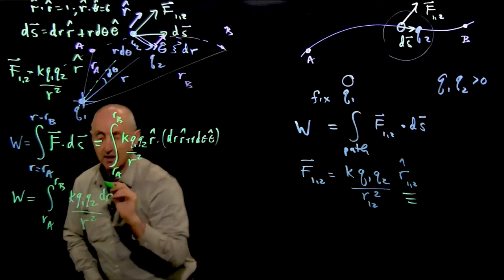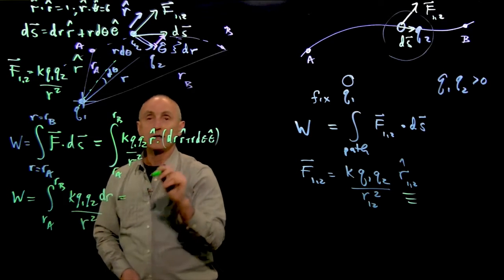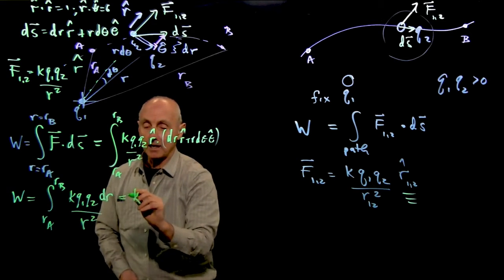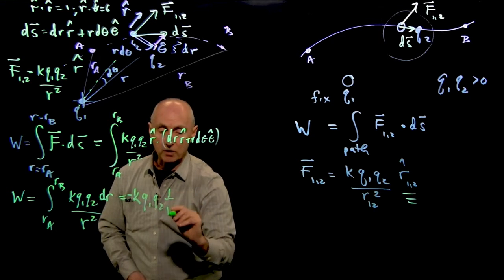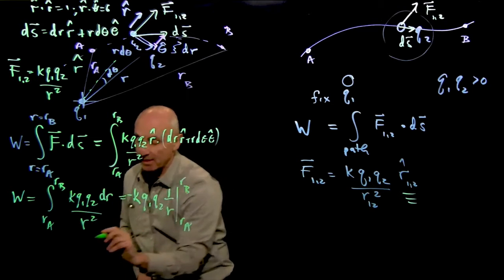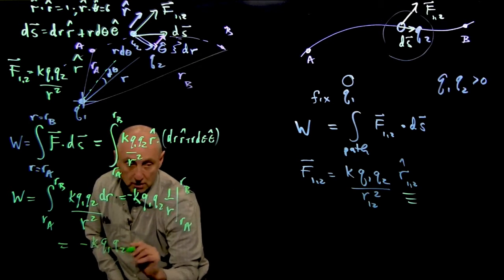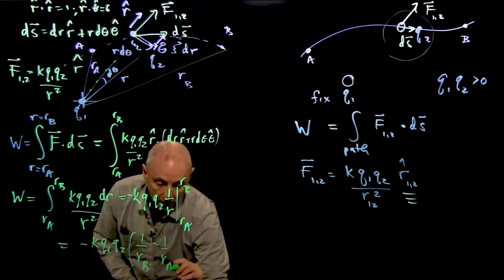over r squared. Now this is a straightforward integral. It's just minus 1 over r, so I get k q1 q2 times minus 1 over r evaluated from r_A to r_B, and we get minus k q1 q2 times (1 over r_B minus 1 over r_A).